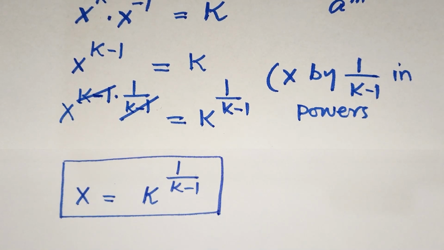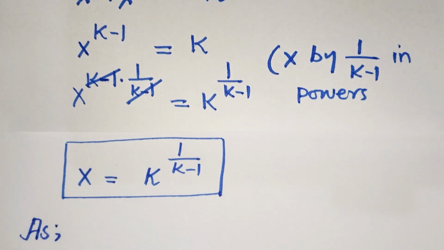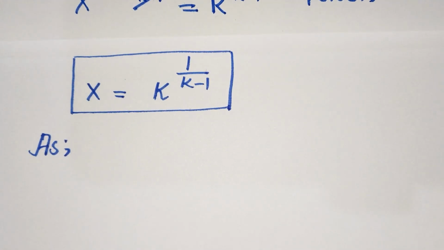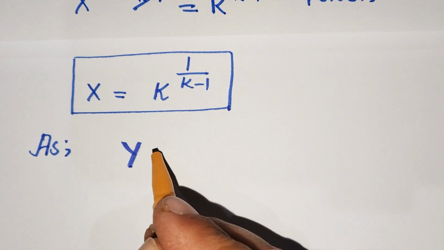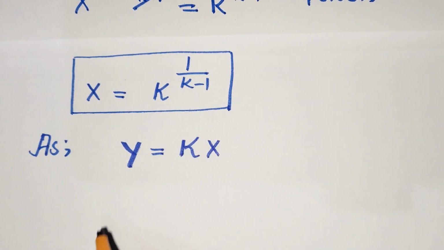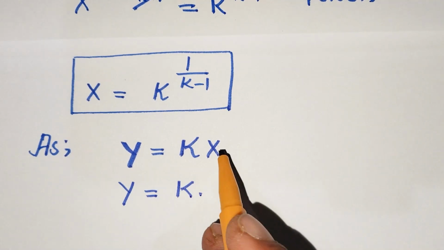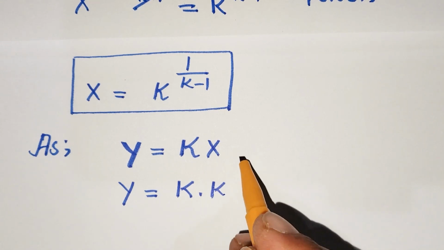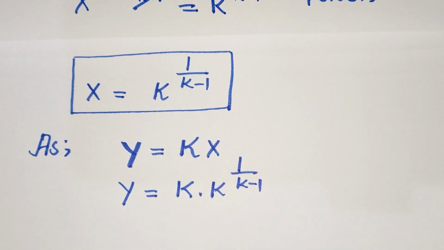Now finding that value of y. Suppose that y is equal to k times x. Now putting the value of x here, we have y is equal to k times the value of x, which is k raised to the power 1 over k minus 1. So y is equal to k raised to power 1 times k raised to power 1 over k minus 1.